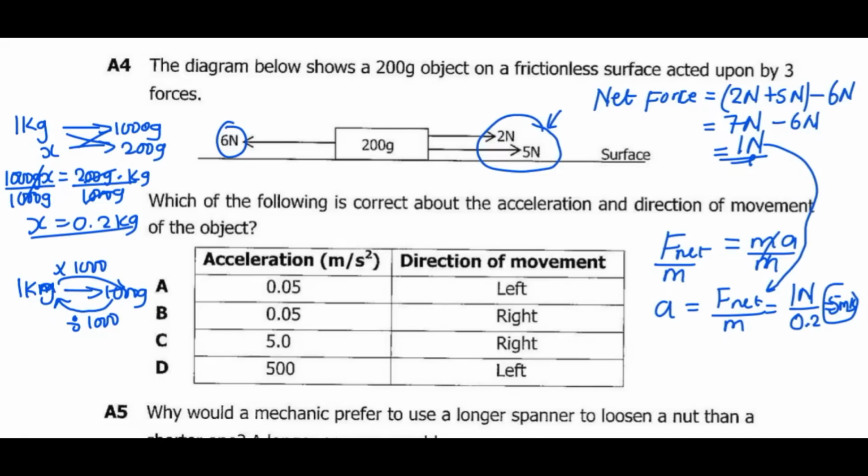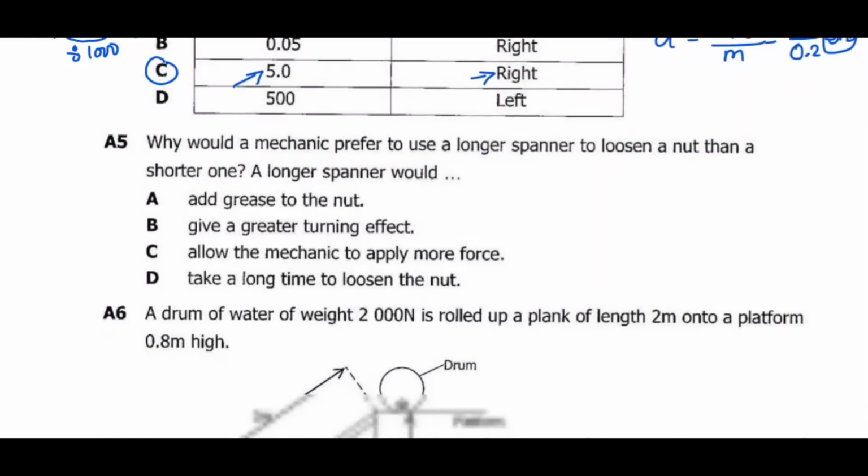Then what will be the direction? You can see that the net force is giving us a positive 1. So this means that this object moved to the right. So the answer is C. The acceleration is 5, the direction is to the right. Then we go to question 5.